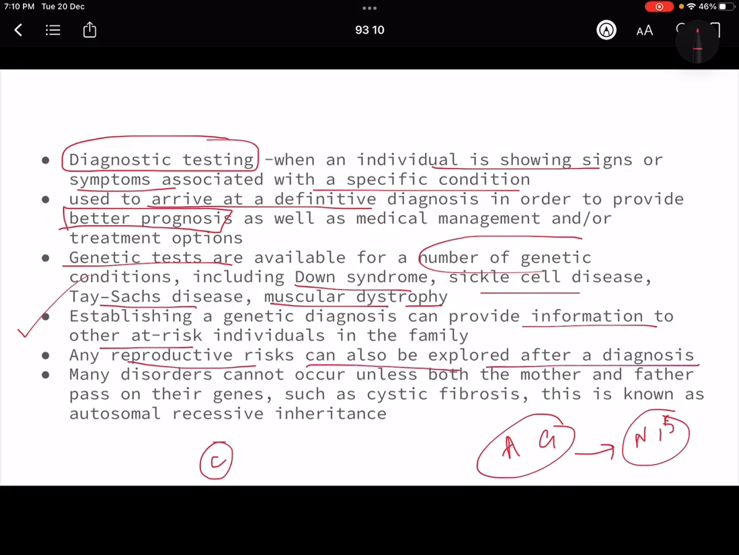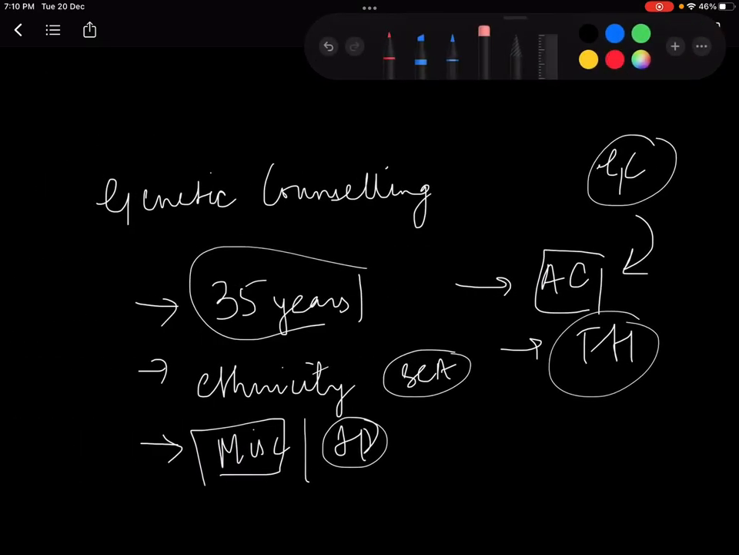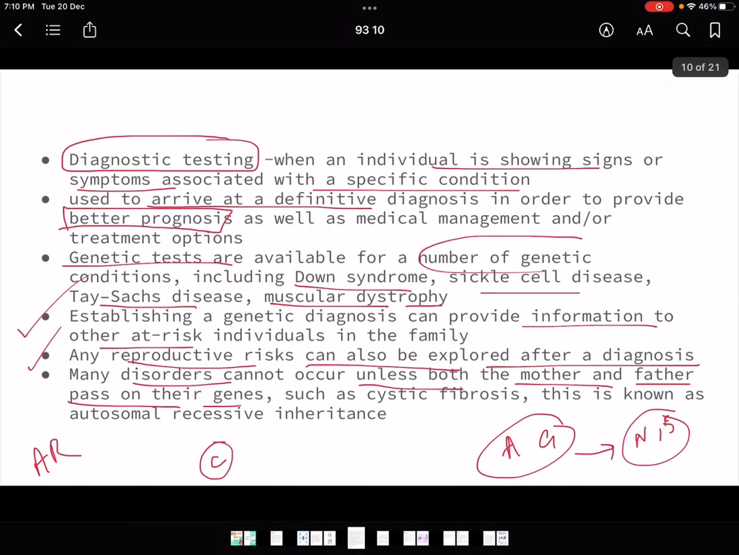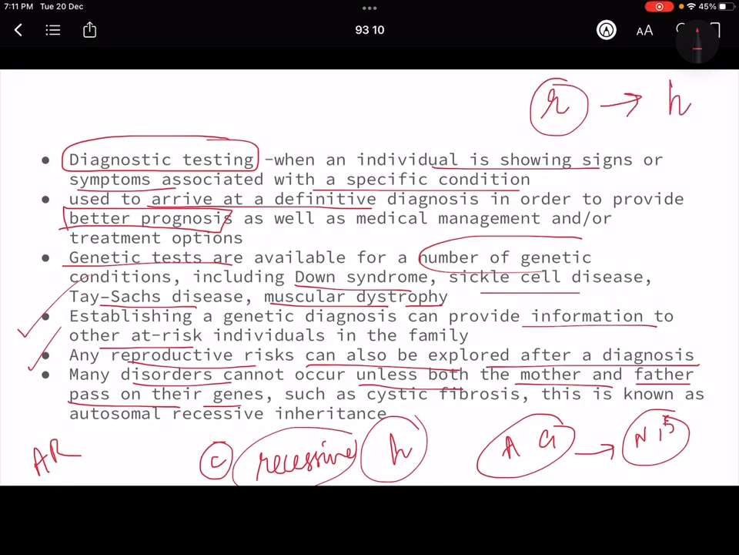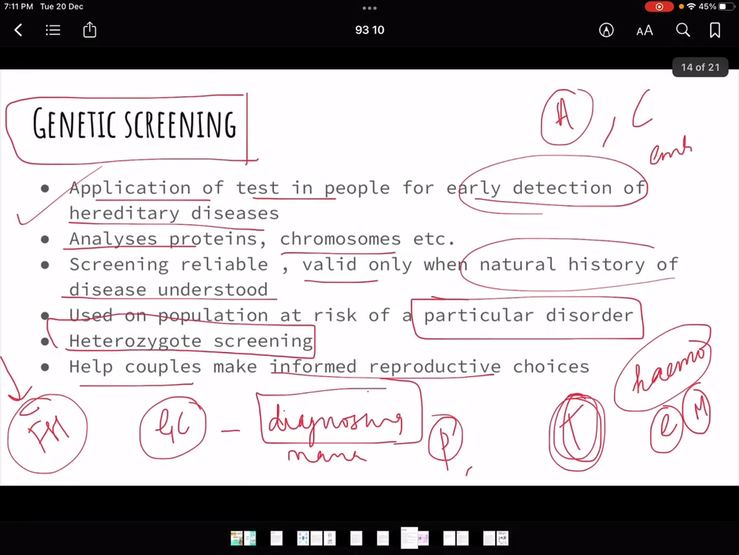That means if you are going to reproduce, what risk your child will have, that also is covered. And many disorders cannot occur unless both the mother and father pass on their genes. So what is that? Autosomal recessive. That means if you both are carriers for a disease, that means you both are heterozygous for that disease. So the chances that your child will have that disease depend upon the severity, and in that case we are talking about a recessive gene, okay, so it is recessive, so there is a 25% chance that your child will be homozygous for that, because if it is a recessive allele, you need to have it in the homozygous condition to be affected. So these are also the things that we can study with genetic screening, right?